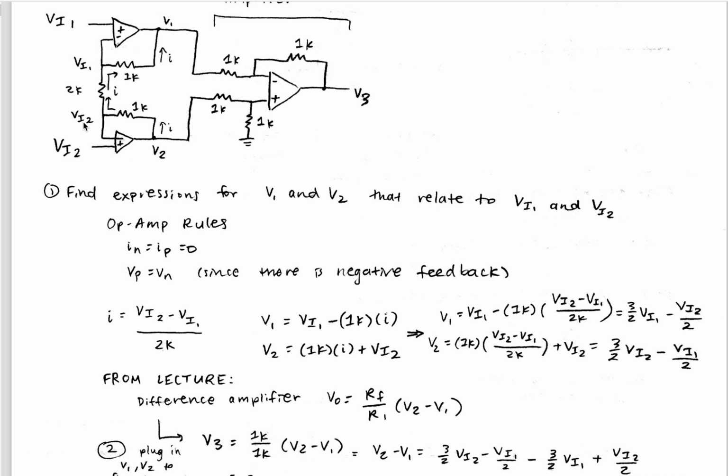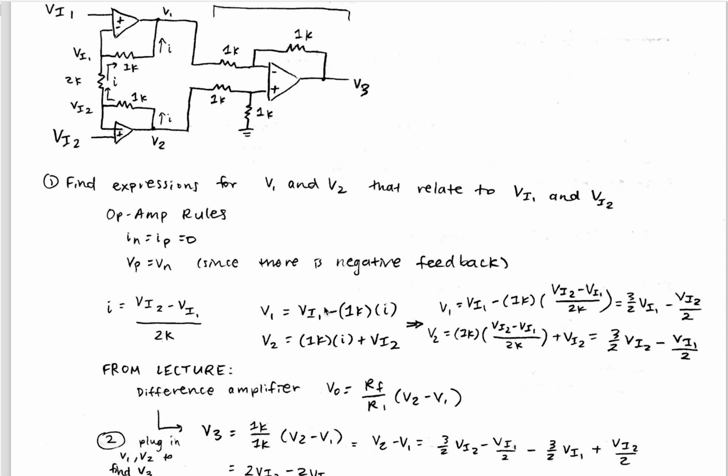And we know this is VI2 and this is VI1 because the voltages between the inverting and non-inverting terminals of the op-amps should be around the same as written here. And so now we use KVL and voltage rules to write an expression for V1, which equals VI1 minus the voltage drop over this resistor, which is 1K times I. And then for V2, we have this path here, which is V2 equals 1K times I plus VI2.